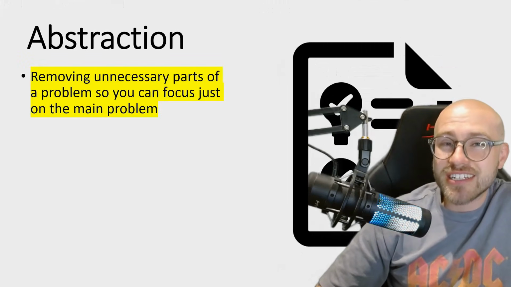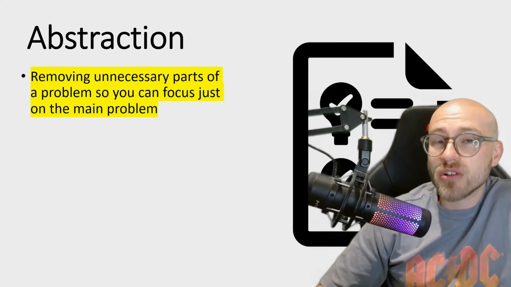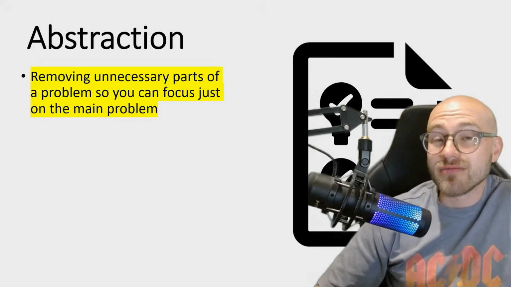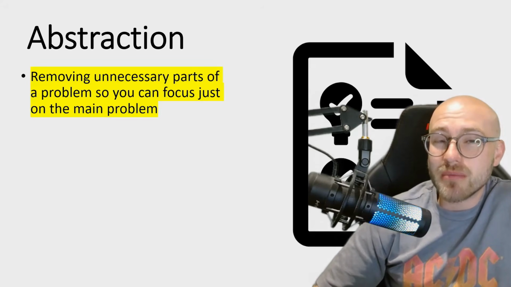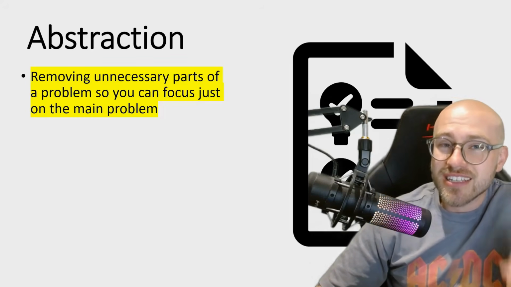So the first fancy word we're looking at is something called abstraction. And as a definition, it's removing unnecessary parts of a problem so that you can just focus on the main problem. Now that's a really common question that comes up on your paper 2 exam as a definition. It's usually a 1-mark question and this is the answer.